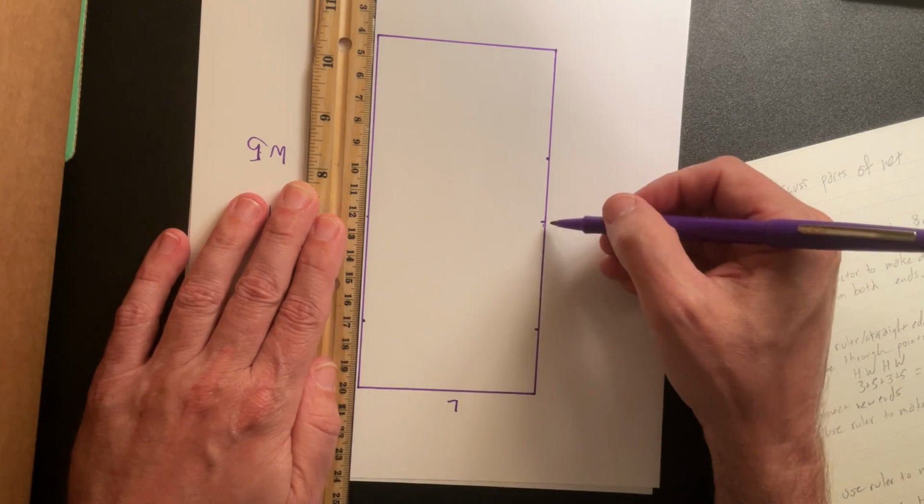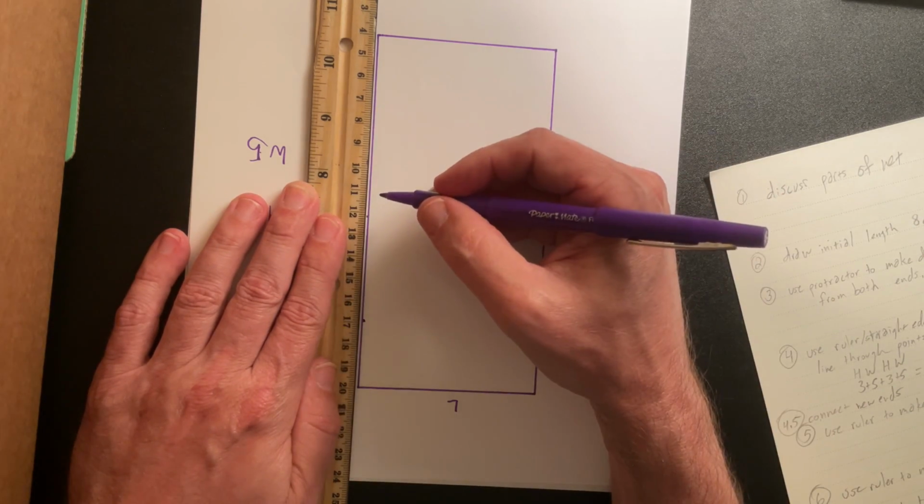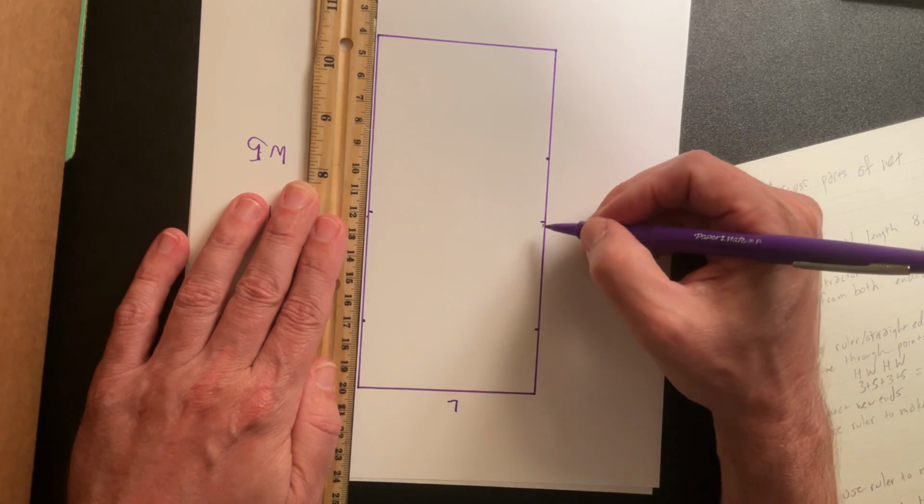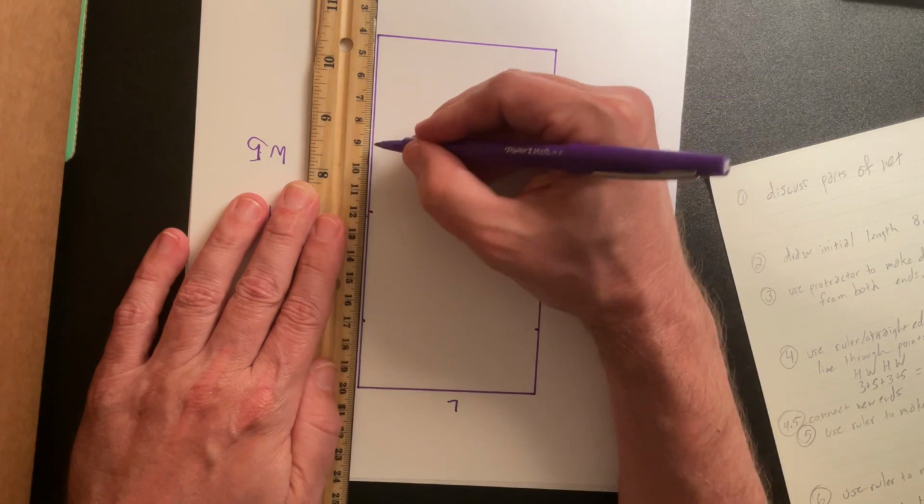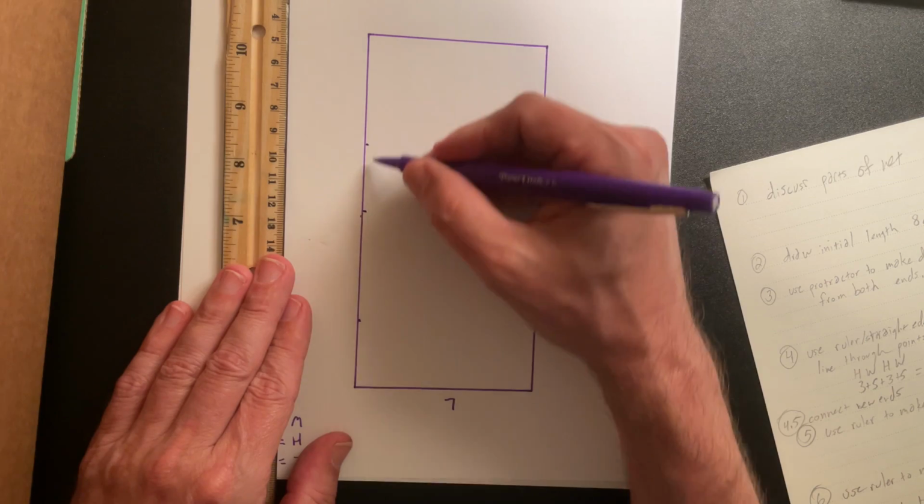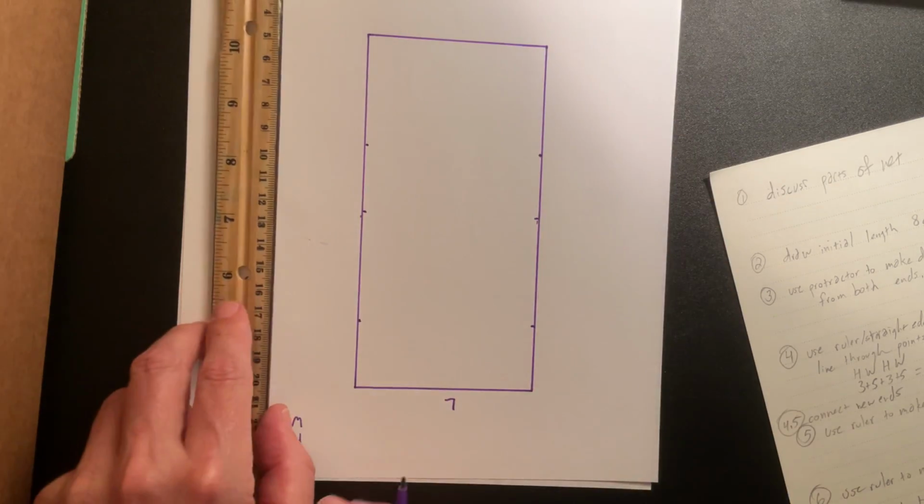17 minus 5, because this is 5. 17 minus 5 is 12. So I could put a dot at the 12. And then 12 minus 3 is 9, so I'm going to put a dot at the 9. So this is 3 centimeters, 5 centimeters, 3 centimeters, 5 centimeters as I go along the line. Now all I have to do is connect these dots.